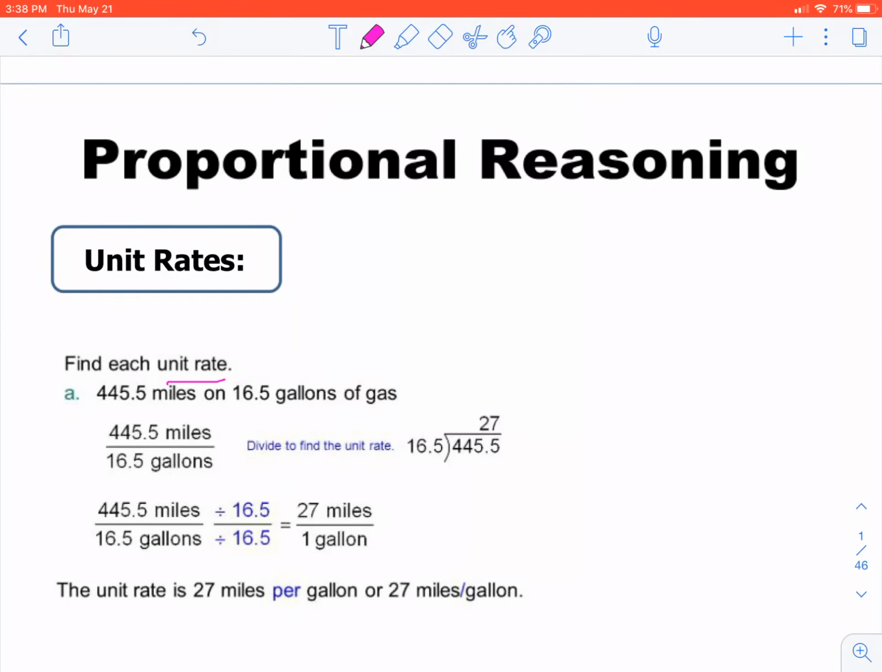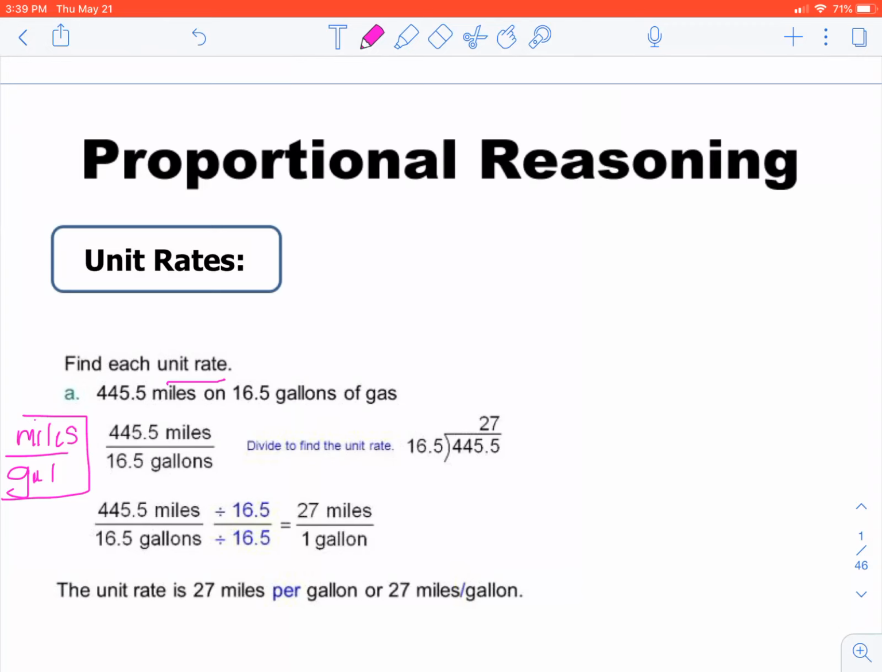So part A says 445.5 miles, 16.5 gallons of gas. So we're going to find the unit rate. Now, one thing that I do that I think is a little bit easier to set up the problem is I always like to write a little label. So miles over gallons. Okay? So this right here shows that miles should be on top, gallons should be on the bottom. And that's exactly what they did. They set up 445.5 over 16.5.